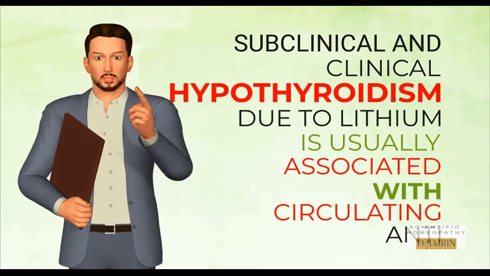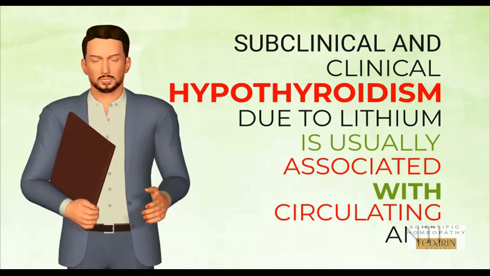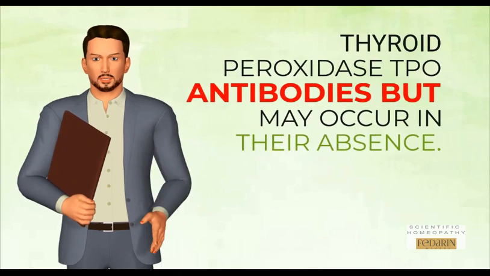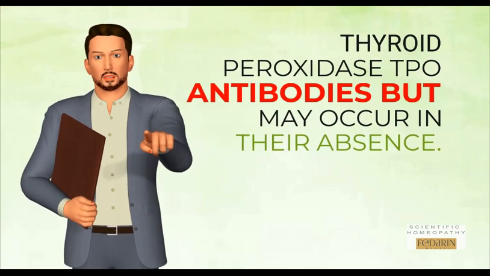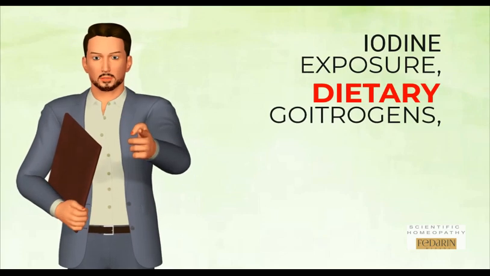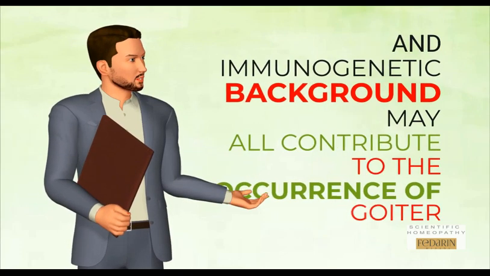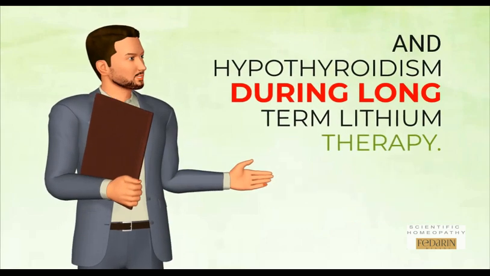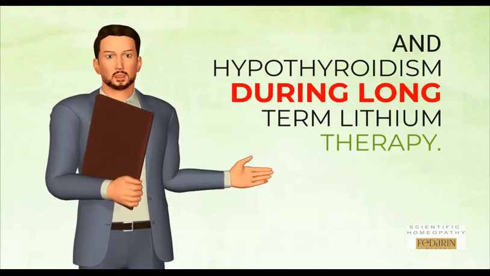Subclinical and clinical hypothyroidism due to lithium is usually associated with circulating anti-thyroid peroxidase, or TPO, antibodies but may occur in their absence. Iodine exposure, dietary goitrogens, and immunogenetic background may all contribute to the occurrence of goiter and hypothyroidism during long-term lithium therapy.